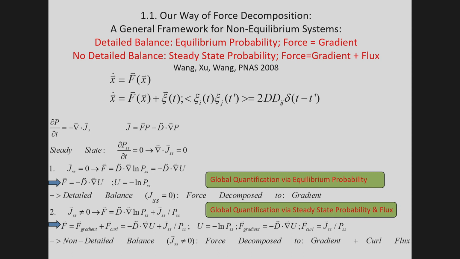And notice that this is analogous to the equilibrium, but it's not quite, because here the potential is the minus log of the steady state probability, not necessarily the equilibrium probability. So that defines the landscape. This is the net flux in and out, which has the rotational feature. So this is how you do the decomposition. You have two driving forces. One is gradient-like, and the other is rotational-like.